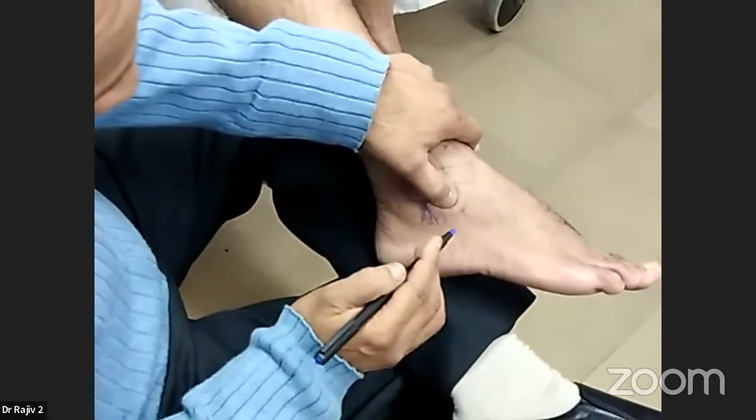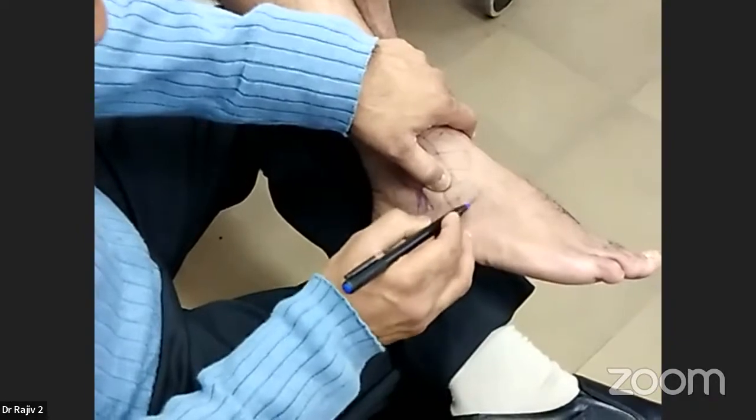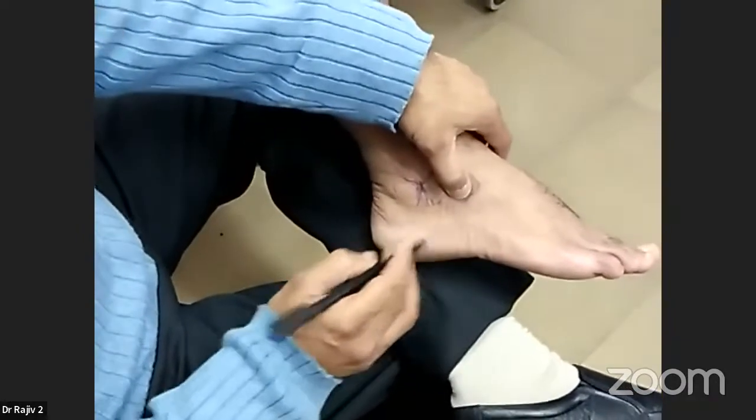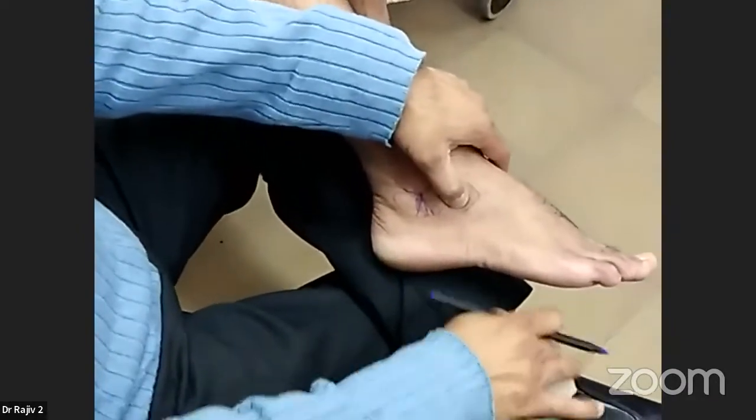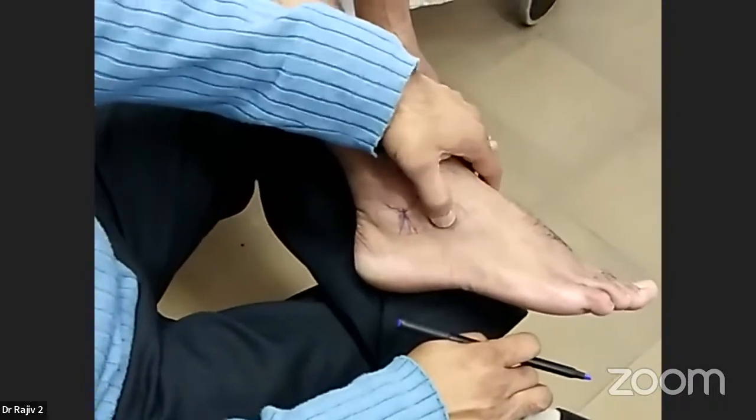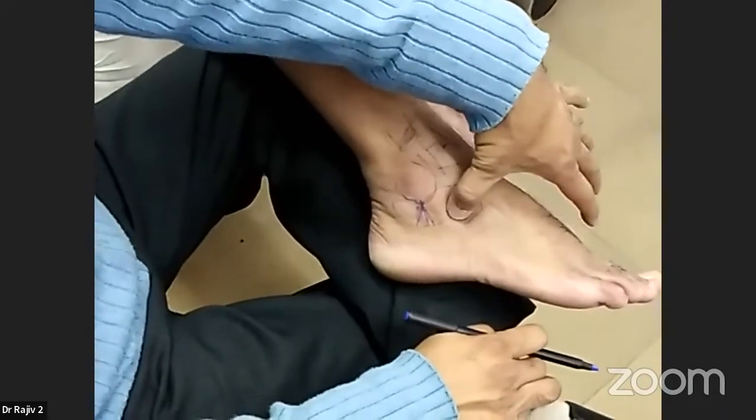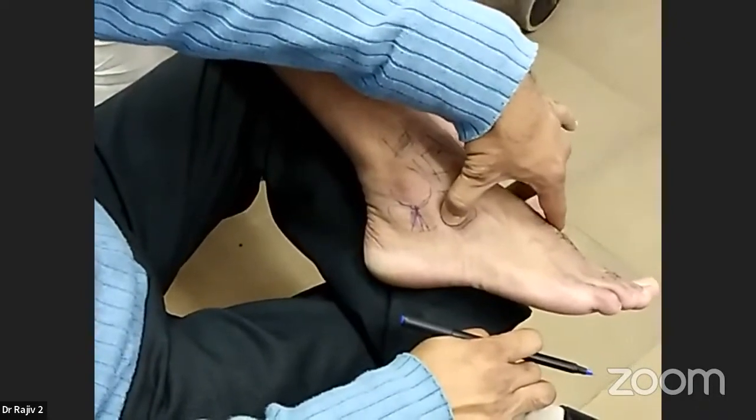Going a little anterior to this place is your sinus tarsi. So if the patient has got pain, swelling, tenderness here, it is suggestive of one of the rare conditions called sinus tarsi syndrome, right? So this is the place where you will find a dimple. It is for the sinus tarsi, where you have a space between the talus above and the calcaneus below.